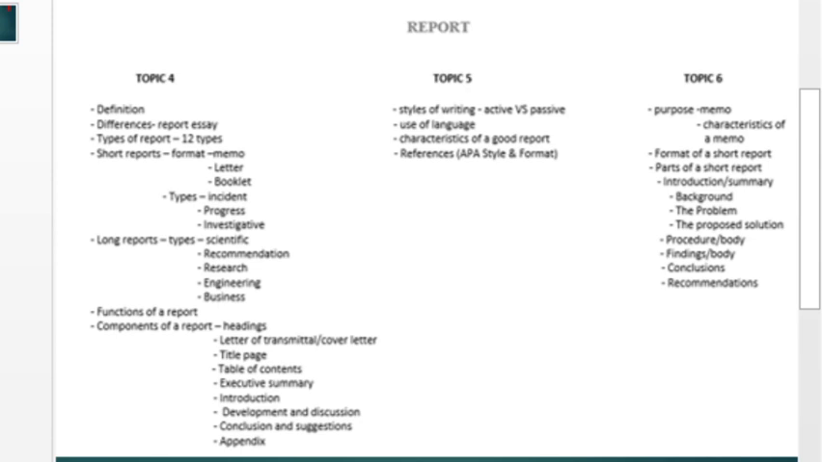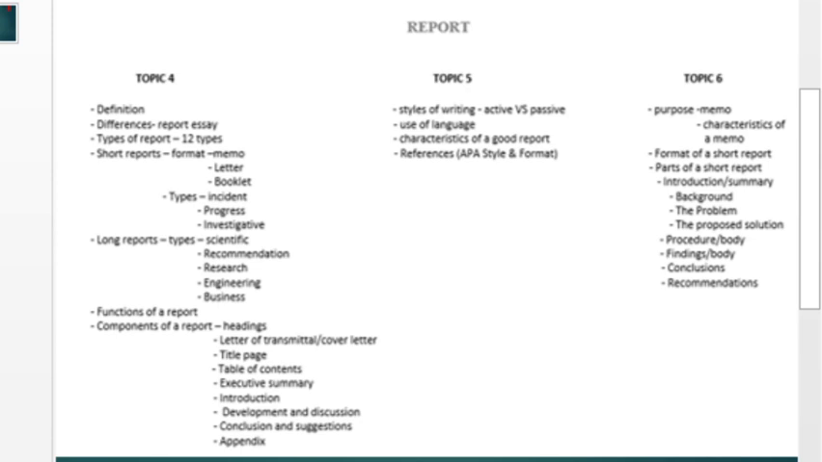Report is basically divided into 2 types, which are short and long reports, so we also introduced you to short reports. Short reports are normally in the form of a memo, letter, or booklet. There are three types of short reports: memo, letter, and booklet. These three also have their own functions.